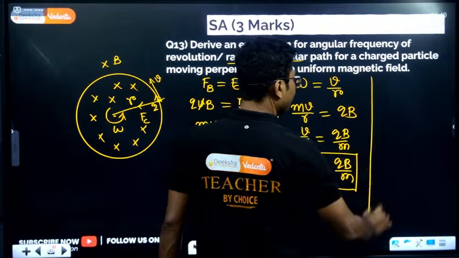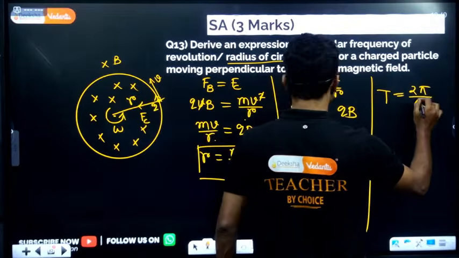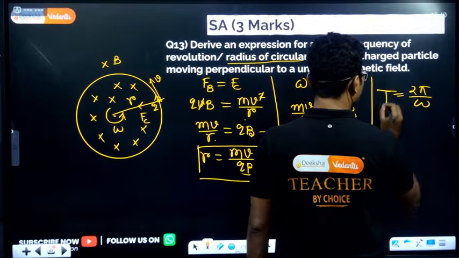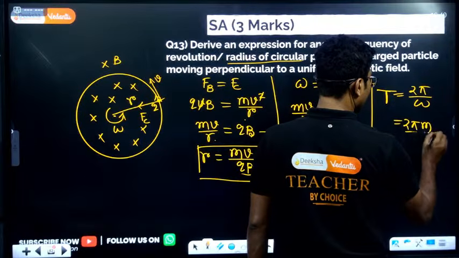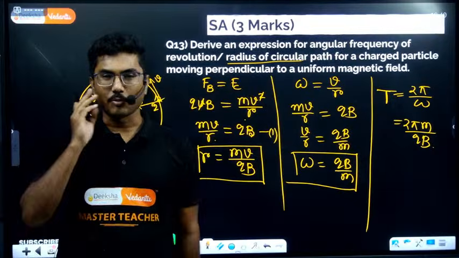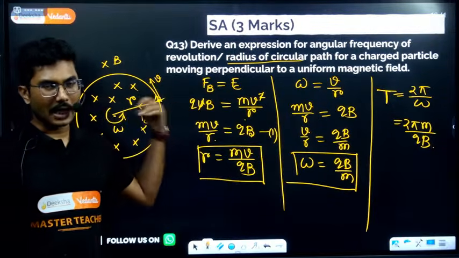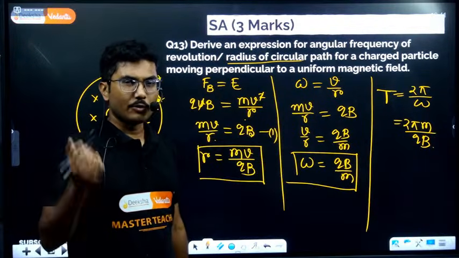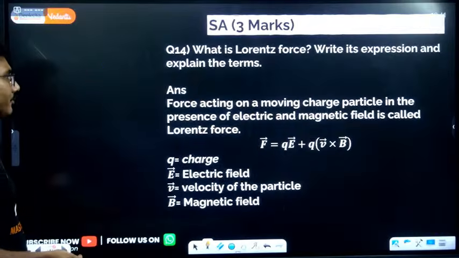If they ask you time period, it is 2 pi by omega. Time period is the total time required to complete one full circle. So that will be 2 pi by omega, so that will be 2 pi m by qB. So all these three derivations are possible, and any one of them can be asked. So you should practice this easy derivation. If you practice once, you should be able to do it in the exam hall as well.